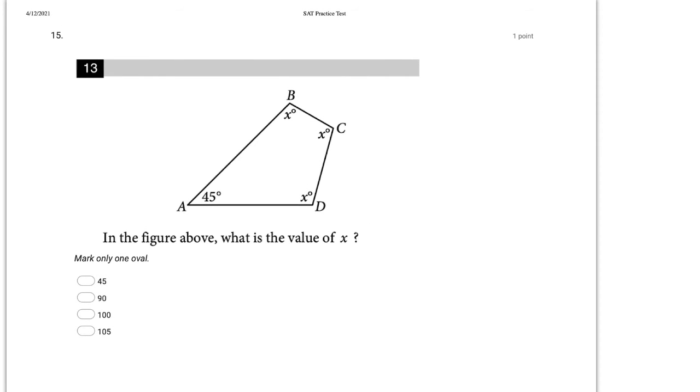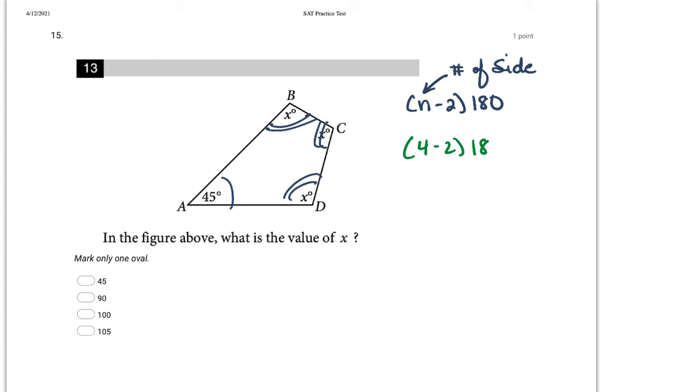Polygons, interior angles. These are inside the polygon. These are all x. I'm going to give them 2 arcs to show they're all congruent. The formula for interior measure of a polygon that is convex is n minus 2 times 180, where n equals number of sides. We got 4 sides, so it's 4 minus 2 times 180. 2 times 180, there's 360 degrees in this quadrilateral, 4 sides.